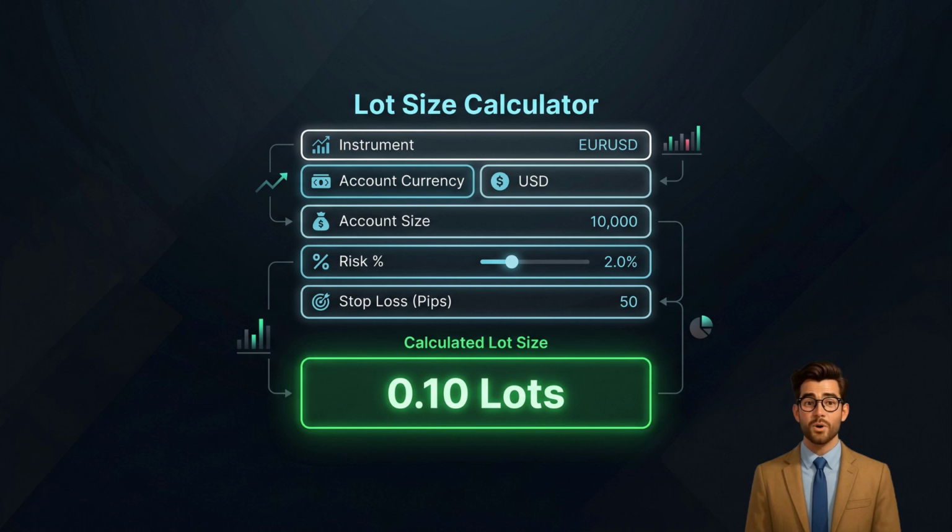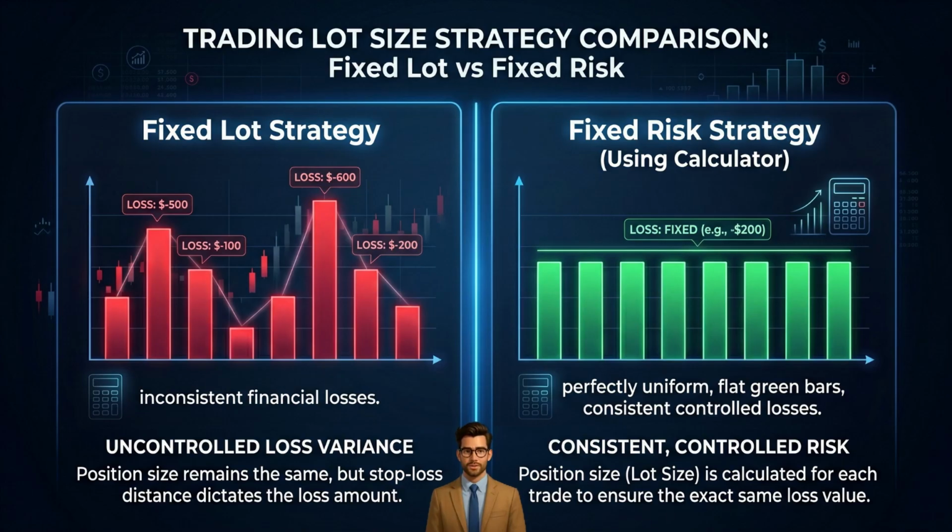Step 5. Stop loss in pips. This is the distance from your entry price to your structural invalidation level. Once you input these 5 variables, the calculator instantly outputs the exact lot size. For example, 0.43 lots. You copy that exact number into your trading platform and execute the trade. If your stop loss is hit, you will lose exactly 1% of your account, not 1.2%, not 3%, exactly 1%. Complete mathematical control.